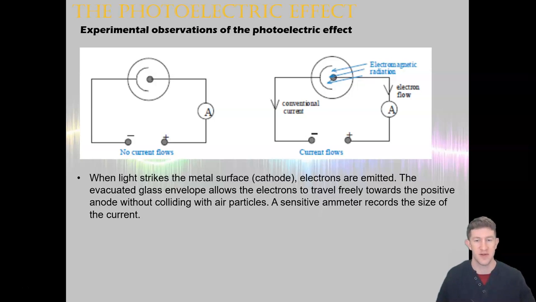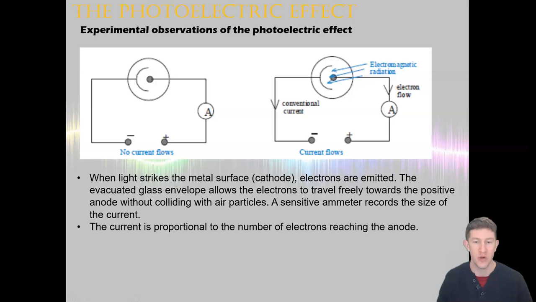When light strikes the metal surface, which is that cathode, it ejects the electrons. The evacuated glass tube allows the electrons to travel freely to the positive anode, because if we have air particles and other gases and molecules in there, they are going to stop, interfere with, or absorb those electrons. That's why we need it to be evacuated, so there's nothing to stop those electrons from moving. They move towards the positive anode, they don't hit any air particles because it's an evacuated container, and a very sensitive ammeter records the size of that current.